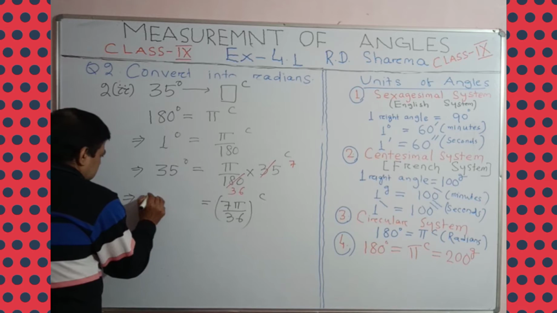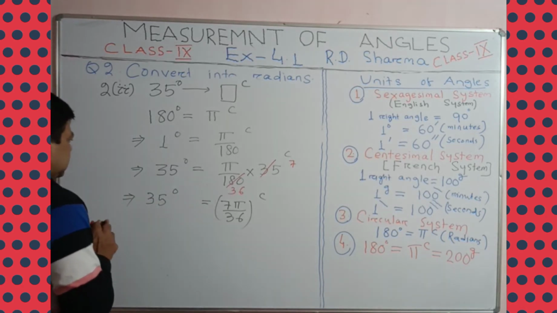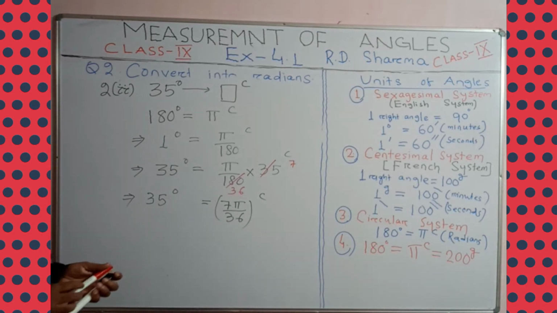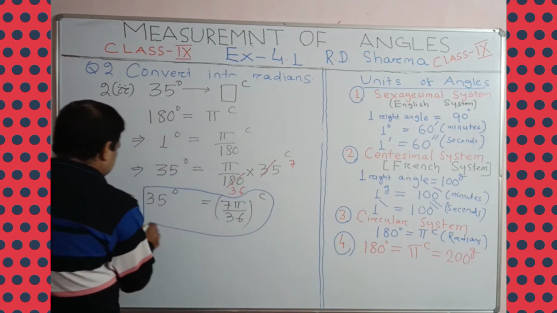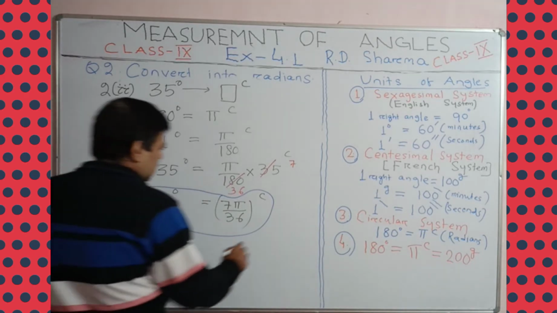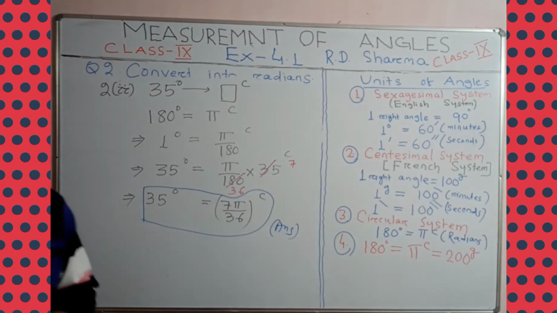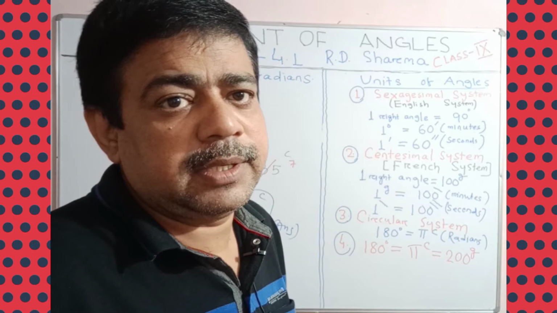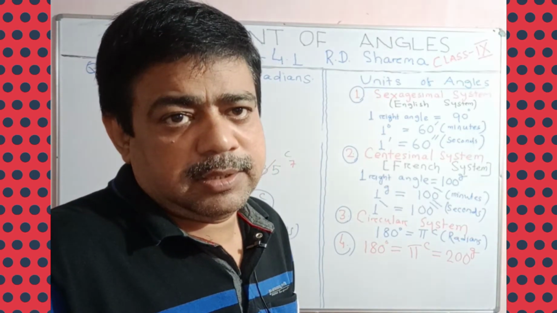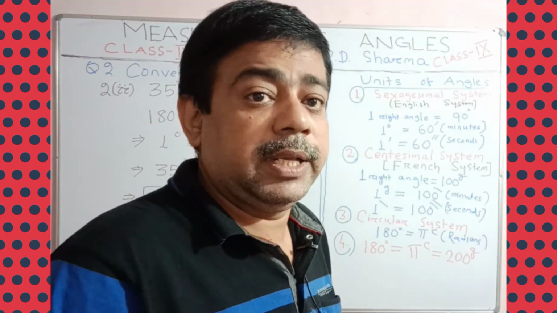Hence 35 degree is equal to 7 pi by 36 radian. Okay, 7 pi by 36 radian. Is it clear? Understand? Very simple question. And this basic concept is most useful while you are studying the relationship between the trigonometric angles, while you are converting degree to radian.